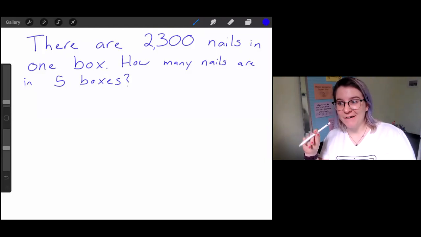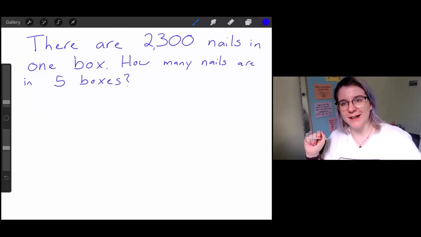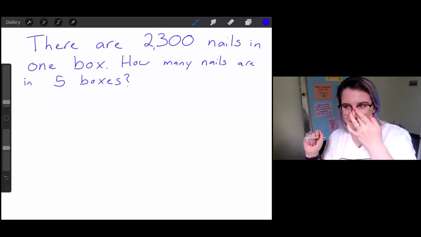I've got a problem here for you. Can you help me out? There are 2,300 nails in one box. How many nails are in 5 boxes? How do we solve this?